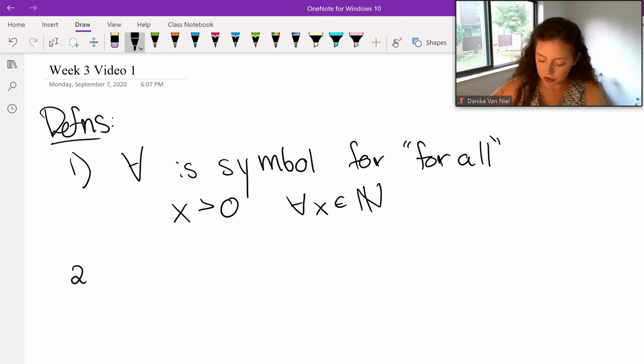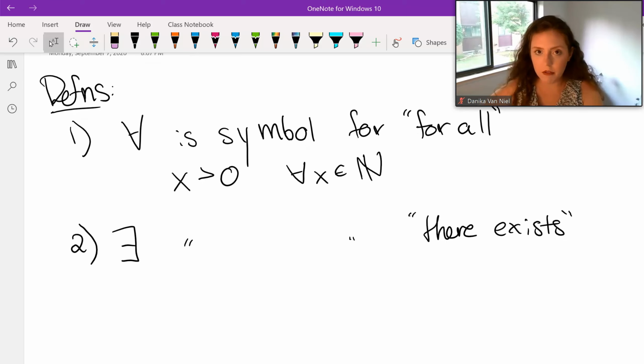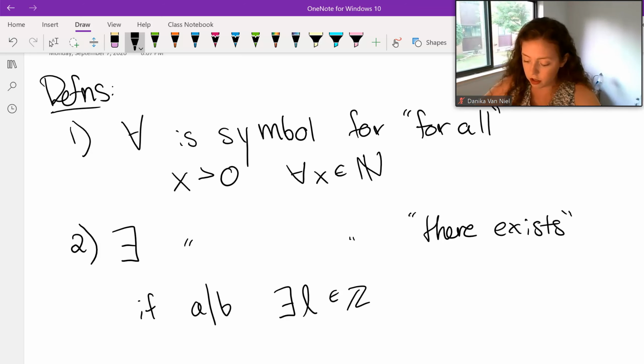Okay? So second is another symbol like this. It's a backwards E. So backwards E is a symbol for "there exists," okay? So an example of this, remember last week we talked about division. So if A divides B, there exists an element L in the integers such that A times L equals B.